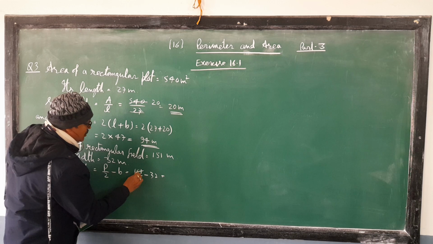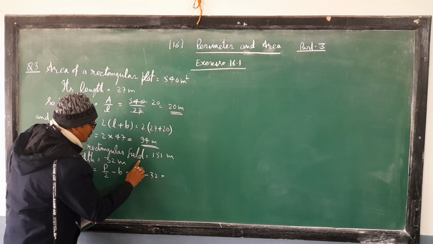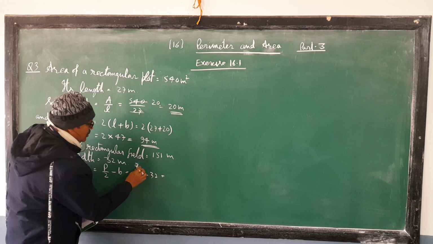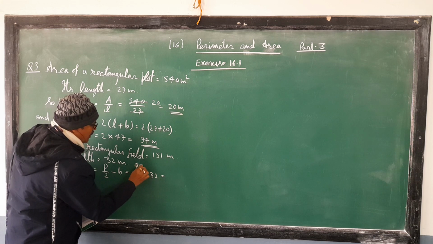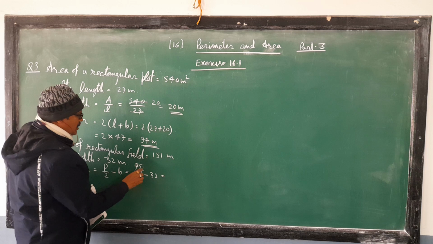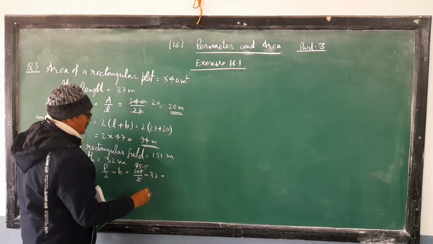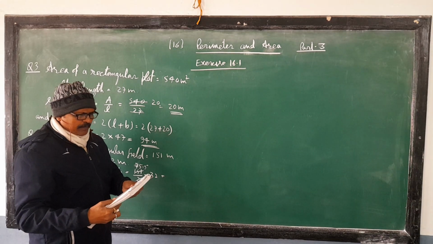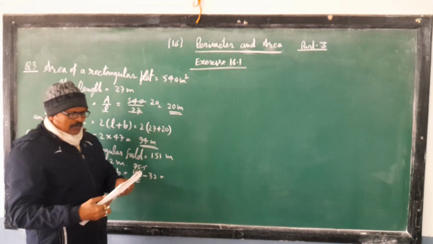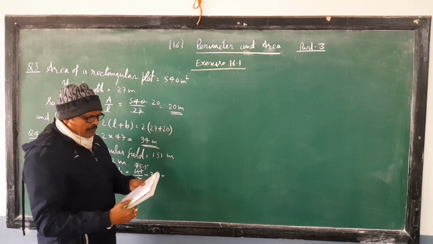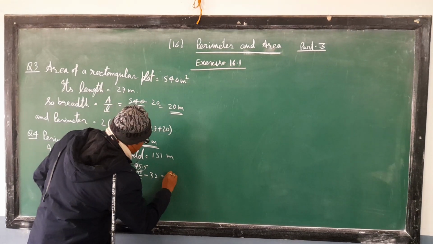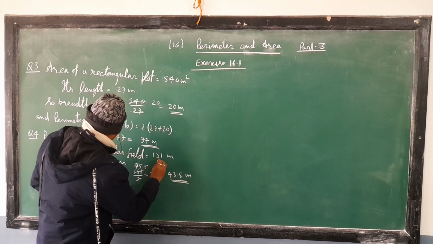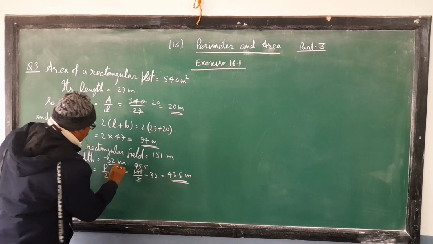By 3 cancel... 2 7s are 14, then 2 5s are 10, 2 5s are 10. Then 75.5 minus 32 will come 43.5. This must be the length. And breadth is given 32 meter.